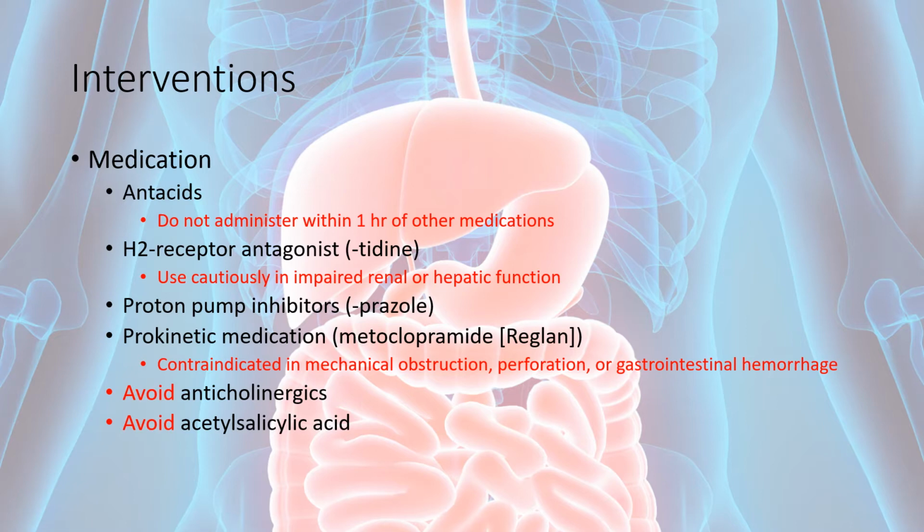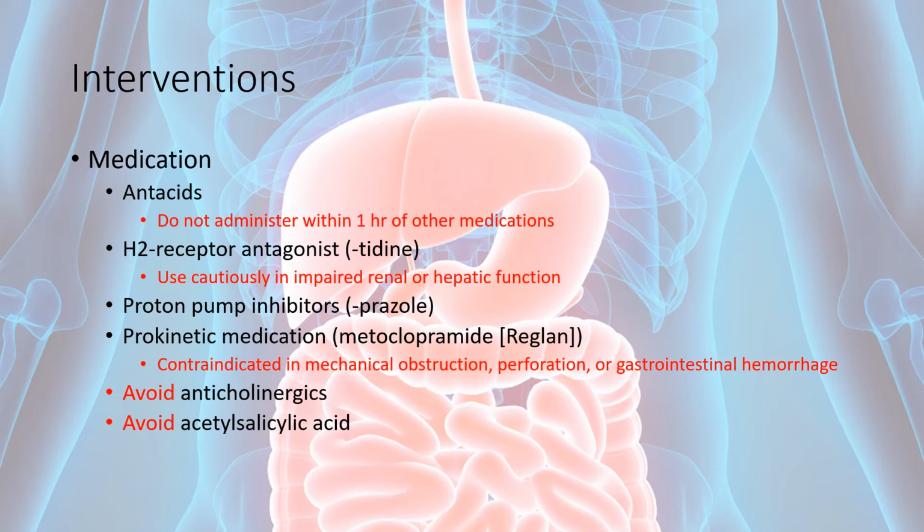Next, we have your prokinetic medications, so your metoclopramide, your Reglan, and this you see mostly in the hospital setting, which will accelerate gastric emptying. So the thing that you always have to remember with this is if it's going to accelerate gastric emptying, moving things in the stomach and gastrointestinal area, they're going to be contraindicated for mechanical obstructions, perforations, or gastrointestinal hemorrhage.